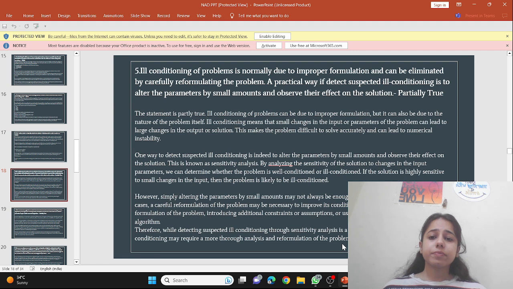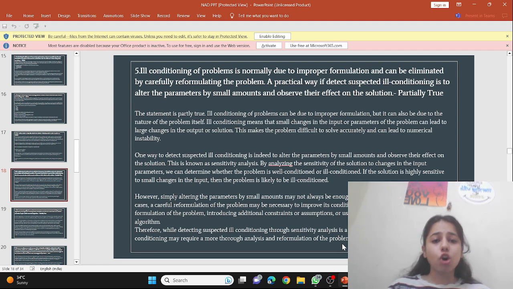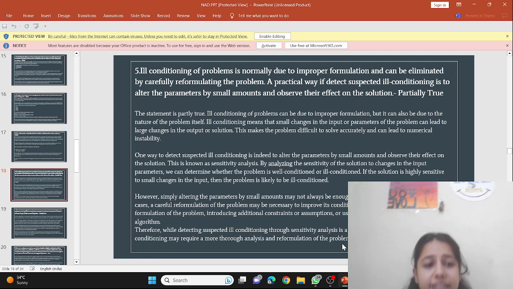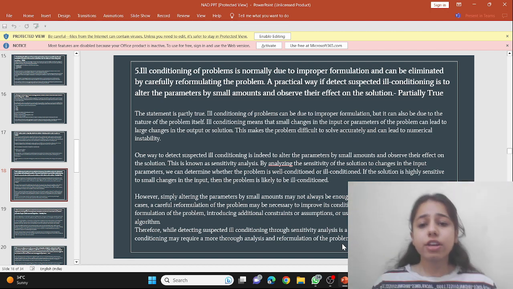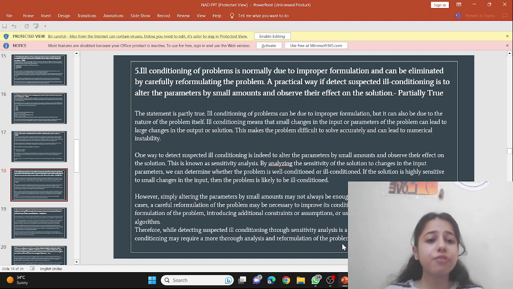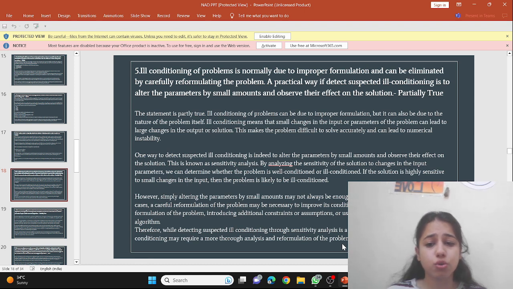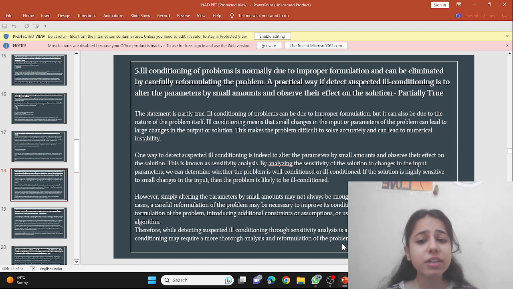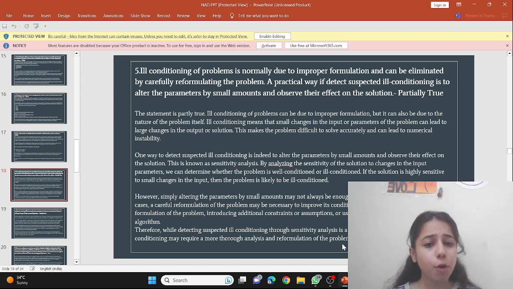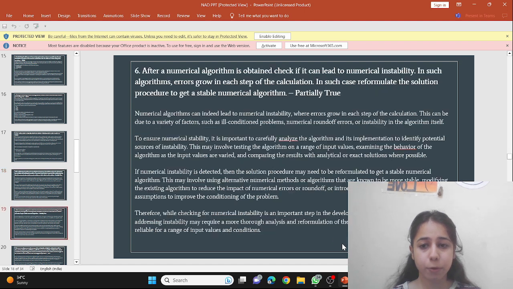Fifth is, conditioning of problem is normally due to improper formulation and can be eliminated by carefully reformulating the problem. A practical way, if you detect suspected ill condition, is to alter the parameters by small amounts and observe their effect on the solution. This is partially true. We cannot say this is fully true because conditioning of problems can be due to improper formulation, but it can also be due to the nature of the problem itself. That's why it is partially true.